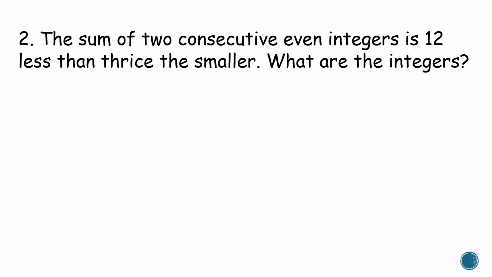The sum of two consecutive even integers is 12 less than thrice the smaller. What are the integers? All right, so here we are talking about two consecutive even integers. That word even is very important. You did not see that word in the previous example. So if you see a problem like this, the representation will be different. Now there are two consecutive even integers here. The first is going to be x, and the second is going to be x plus 2. Those are actually the representations also for consecutive odd integers.